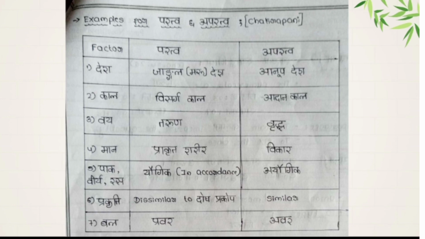Paka, virya, rasa are yaugika. If they are in accordance with the ingested ahara, then it is paratva. Ayaugika, then it is aparatva. Prakriti: if a roga has occurred and that roga is opposite to the prakriti, then it is para. If it is similar, it will cause a very chronic condition, then it is apara. Bala: the pravara, uttama bala is paratva, and avara, that is less bala, is aparatva.